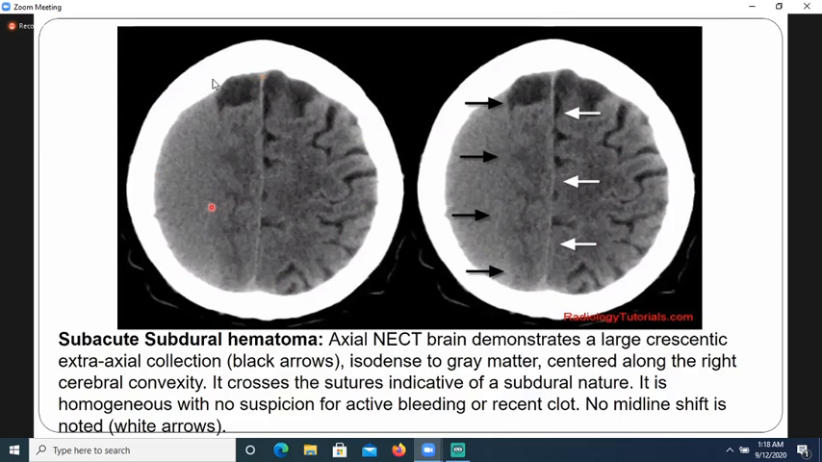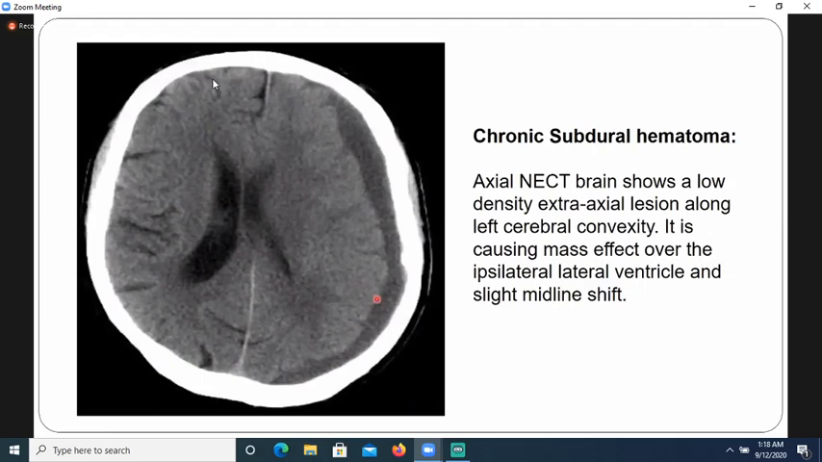This is the subacute phase, and then this is the chronic subdural hematoma because it appears hypodense, and it is a crescent shape with effacement and displacement of the lateral ventricle, and there is a midline shift. So chronic hematoma appears black. Subacute hematoma appears as isodense. Acute hematoma appears as white or hyperdense.